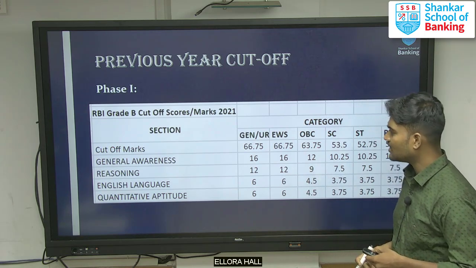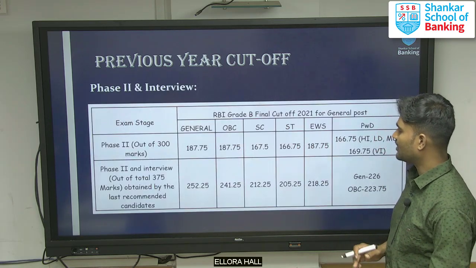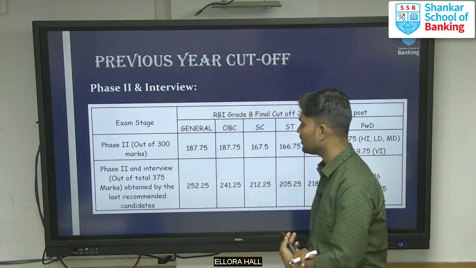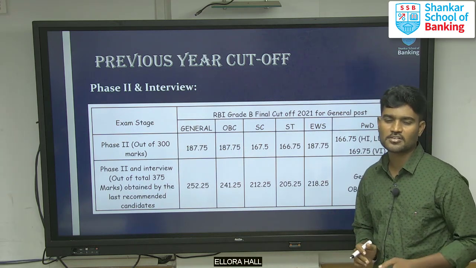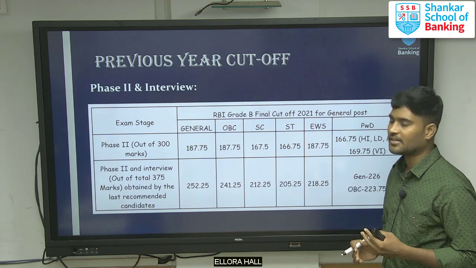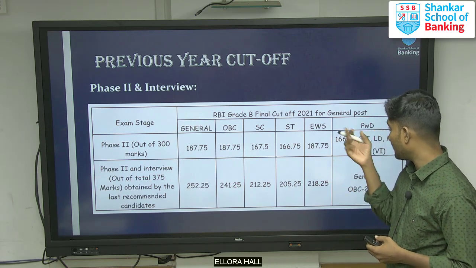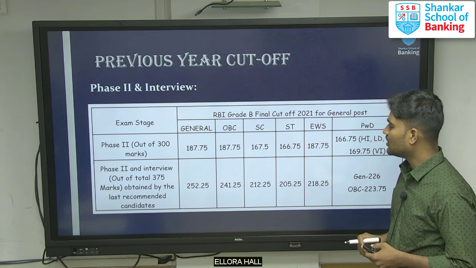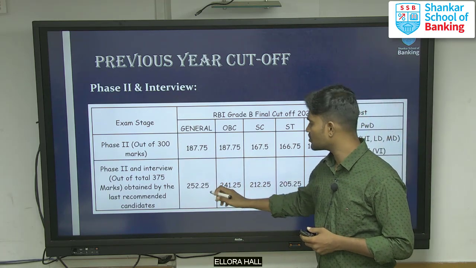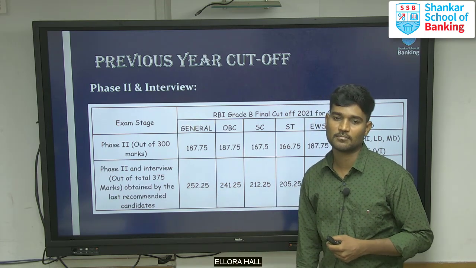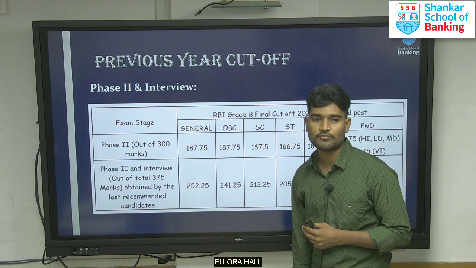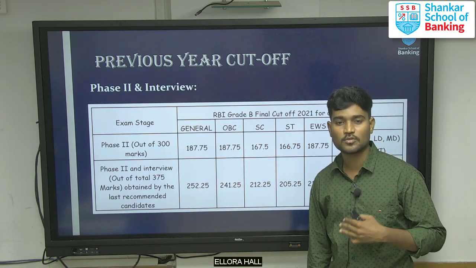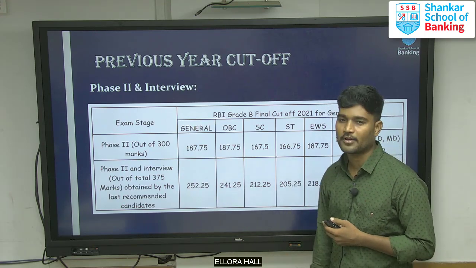Next one, let's see phase two. Those who cleared phase one are eligible for the phase two examination. In phase two, there are 300 marks in total, because we have three papers. In the last year's cutoff, 2021, it was 187.75. This is the general cutoff. Then after adding the interview marks, 252.25 is the basic cutoff. Those who secure 252.25 will get through the job.